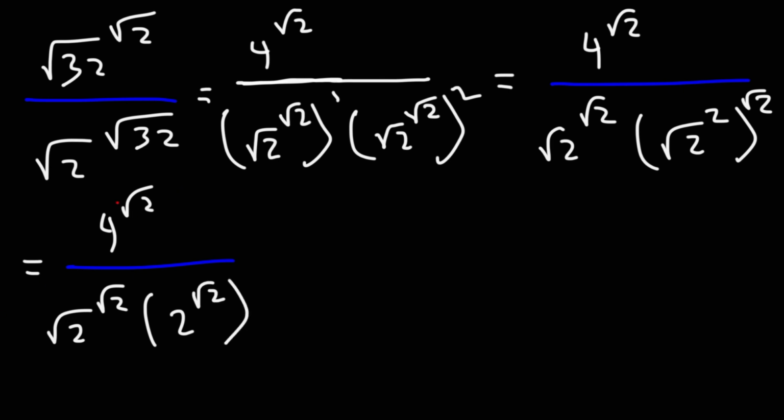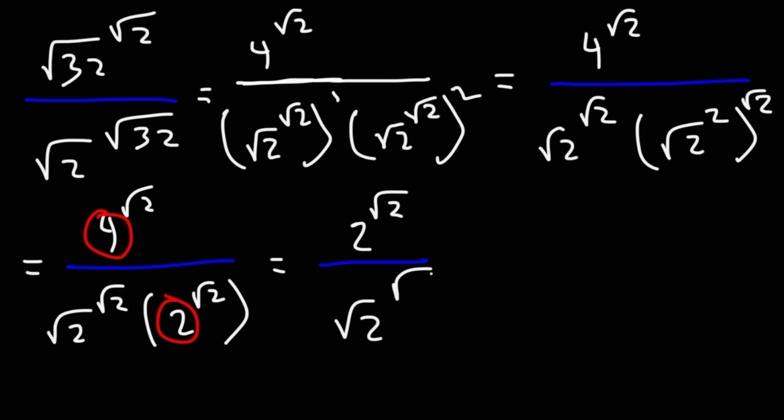Now, if you look at these two things, notice that they have the same exponents. Therefore, we can divide the bases directly. 4 divided by 2 is 2, and the exponent will be the same, and that 2 is going to go on top. Now, we also have this on the bottom. It looks like they're going to cancel, but they're not, because this is 2, this is square root 2.